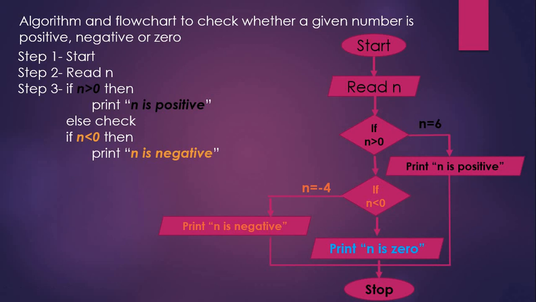In a similar way, suppose the number is neither positive nor negative, that means if this condition is false, if n is not greater than 0, it comes here and checks whether n is less than 0. If it is not less than 0, then surely it will be 0. So it prints n is 0 and it terminates. This is how we check whether the number is positive, negative or 0.